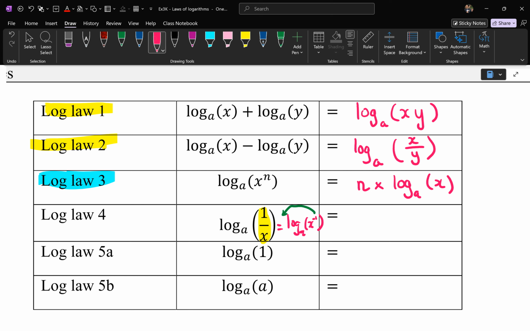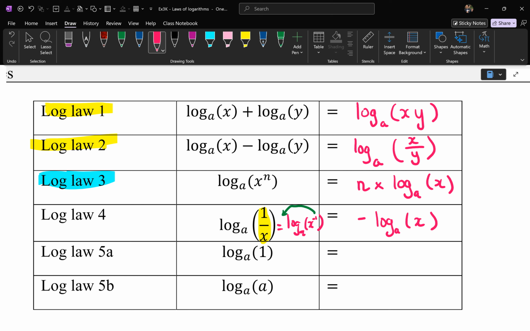So the rule then says, if you have log A of 1 on x, then it's equivalent to negative log A of x. If you think about the logic there, I'm just bringing the negative 1 to the front, and negative 1 times log, where n is negative 1. That's how you get law number 4. So if you understood law number 3, you don't have to memorize law number 4. It's just there. Number 5, A and B.